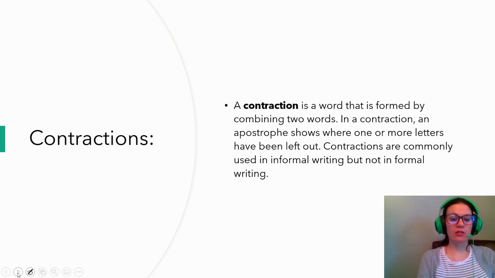Then we use apostrophes for contractions. A contraction is a word that is formed by combining two words. In a contraction, an apostrophe shows where one or more letters have been left out. Contractions are commonly used in informal writing, but not in formal writing. So when you're writing research essays for your class, you should not be using contractions. You should be saying do not, would not, is not. But in informal writing, it's absolutely fine to put contractions in.